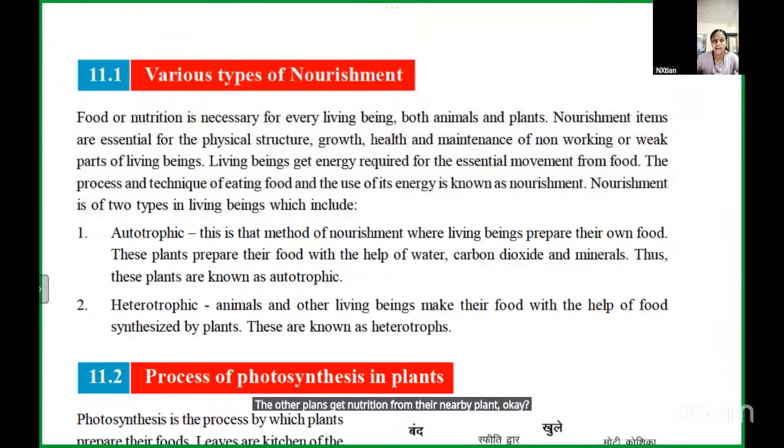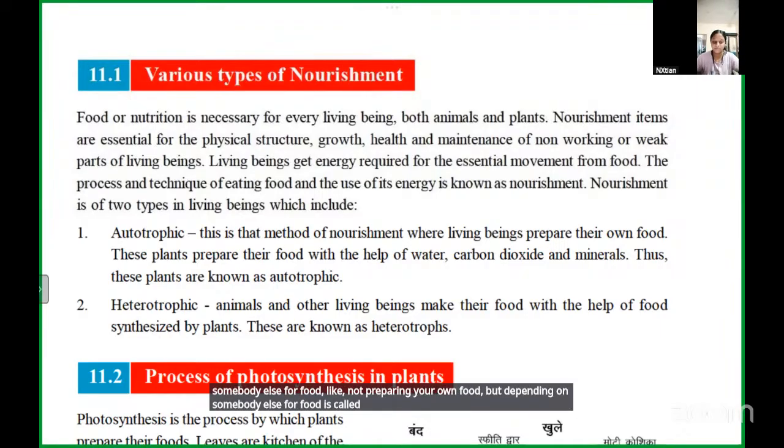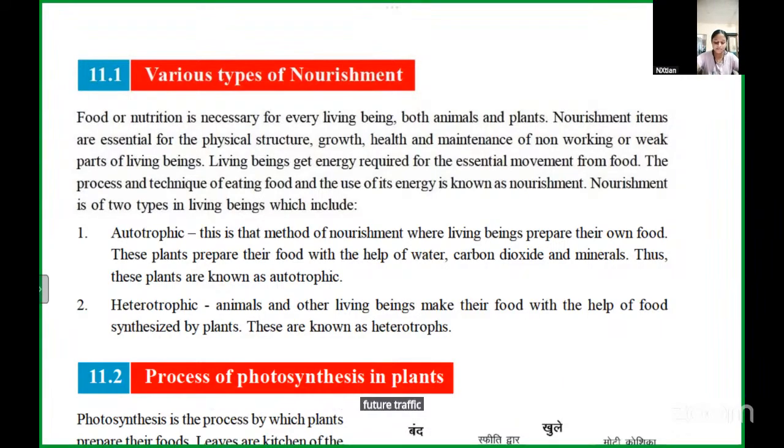Say if I am a plant who is not able to prepare my own food, I will share the food of the plant that is near me. Depending on somebody else for food, like not preparing your own food, but depending on somebody else for food is called heterotrophic mode of nutrition.